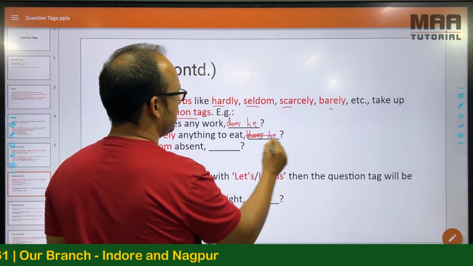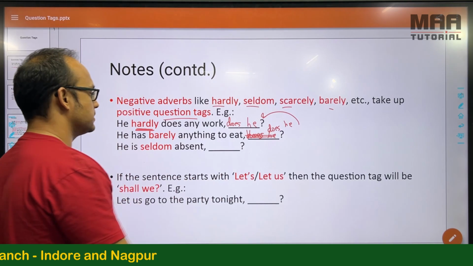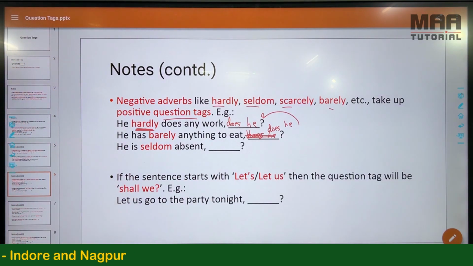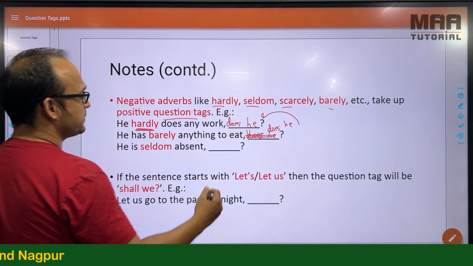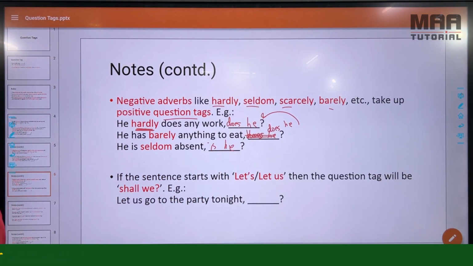So has is the main verb here, which is in the simple present. So we will use does he, the same simple present. He barely has anything to eat, has he? Or does he? He is seldom absent, is he? Again, seldom, barely, hardly are treated as negatives, hence the question tag will be considered positive.